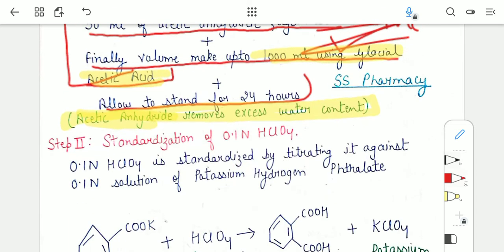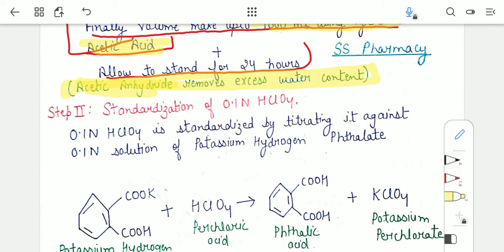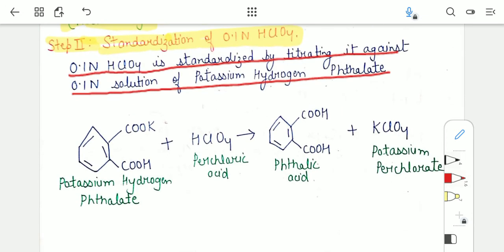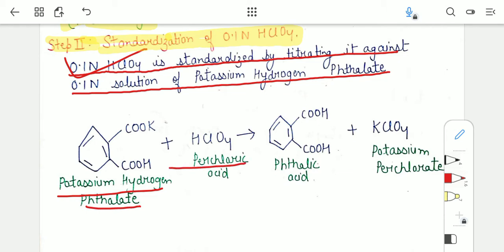In step 2, we will standardize our titrant. Step 2 involves the standardization of 0.1 normal perchloric acid. Here, 0.1 normal perchloric acid is standardized by titrating it against 0.1 normal solution of potassium hydrogen phthalate. This is the basic principle. Here I have written the chemical reaction for this step. Potassium hydrogen phthalate reacts with perchloric acid to form phthalic acid along with potassium perchlorate. This is the general reaction.